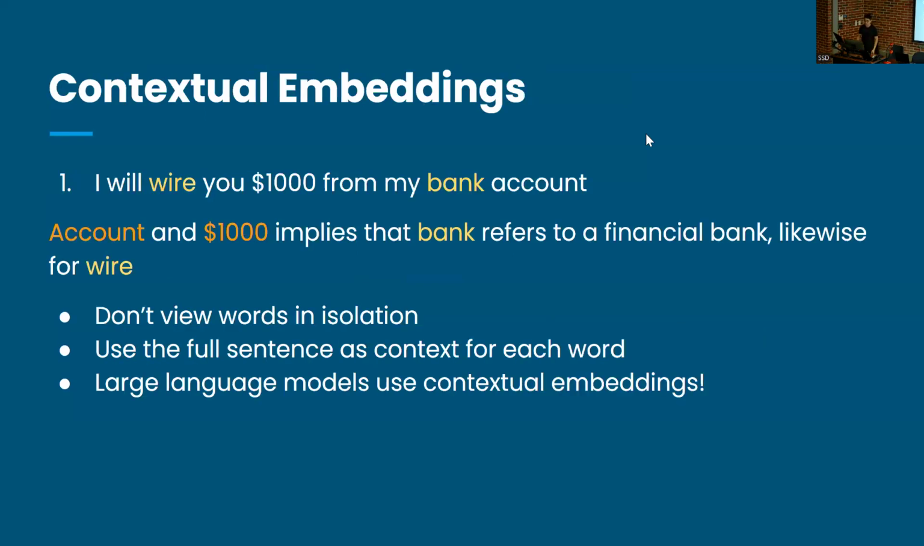So we get what's called contextual embeddings. We don't want to view words in isolation. We want to use the entire sentence as context for a word. And large language models are going to use contextual embeddings. You essentially have a static embedding at the very first layer of the neural network, and it's going to transform it into contextual embeddings through what's called the transformer.